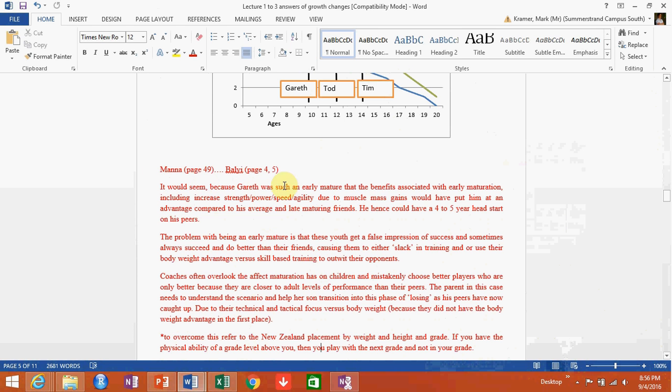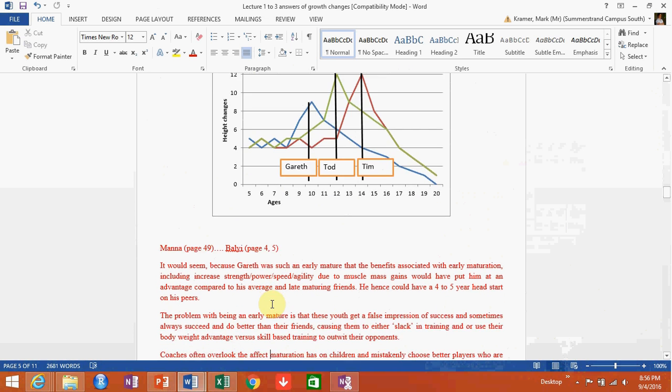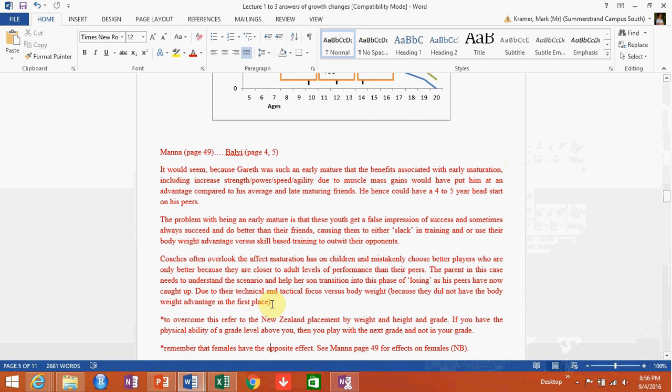So it would seem because Gareth was such an early maturer, with the average being 14 years old, he is 4 to 5 years ahead of his peers. So even though the changes in growth might not be as much as his peers, and he might actually end up being quite a lot shorter than them at the end of the day, his motor neural patterns and his testosterone release and his growth in his cardiovascular system and so forth would have been better than his peers. So strength, power, speed, and agility would have been better up until the age of 14, where his peers started to catch up.